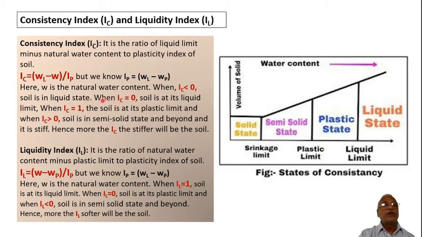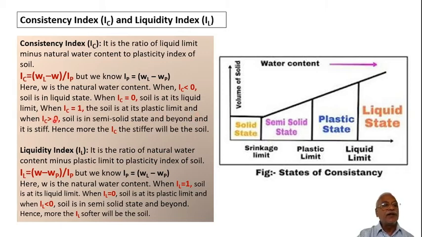Very nice. Now when IC is equal to 0, WL and W are equal. So to say, the soil is at its liquid limit. When IC is equal to 1, WL minus W is equal to WL minus WP. So to say, W is equal to WP, the natural water content is at this point. So when IC is equal to 1, the soil is at its plastic limit.